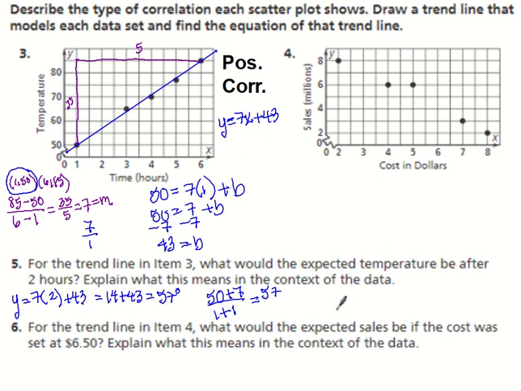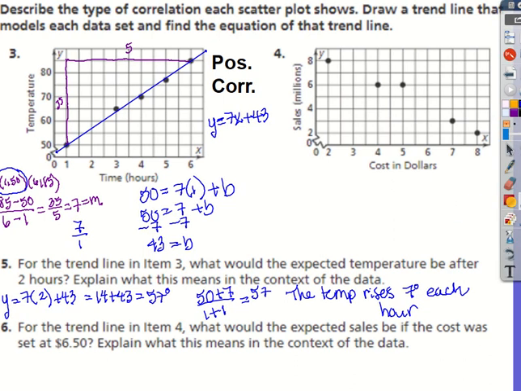So then it says, explain what does this mean in the context of the data. It's that the temperature rises 7 degrees each hour. And that makes sense, from 50 to 57. It's an estimate, right? We don't know for sure. It's always not perfect, as we can tell from our dots, but it's close. All right, let's go to number 4.